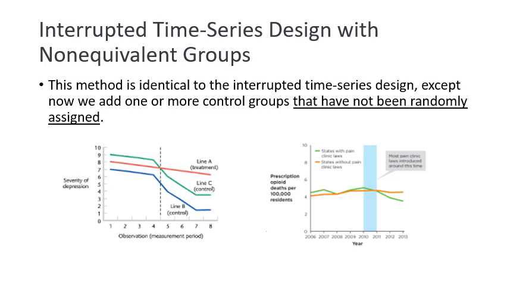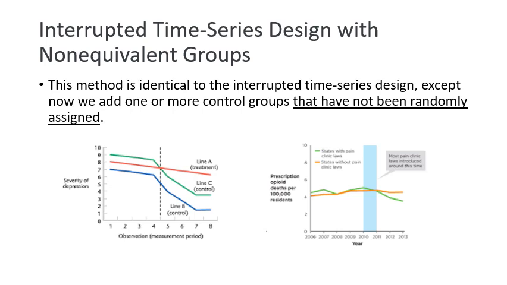In the second example, we have once again 2 conditions. We have states as our units of analysis or our participants. So states with particular pain clinic laws in green and states without pain clinic laws. And then we're looking at deaths per 100,000 residents.